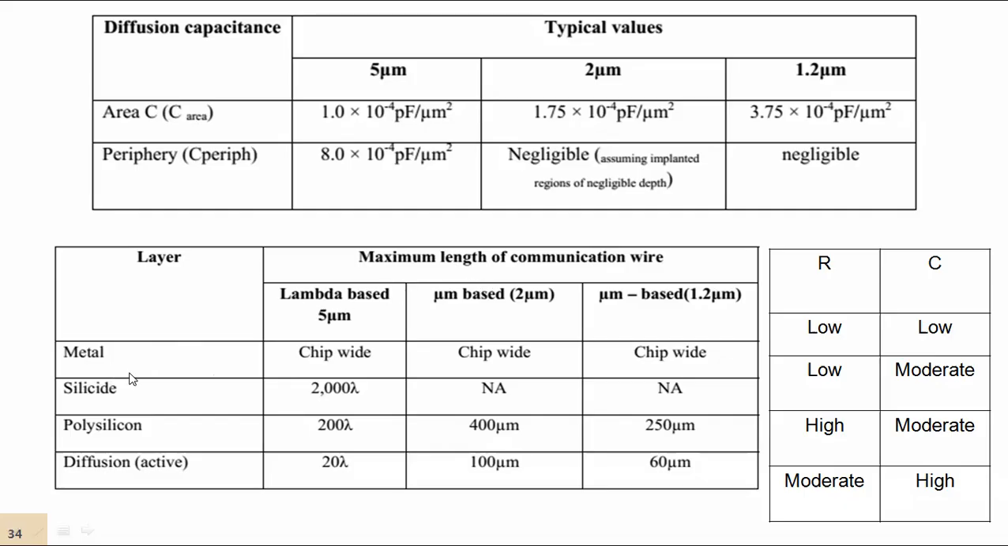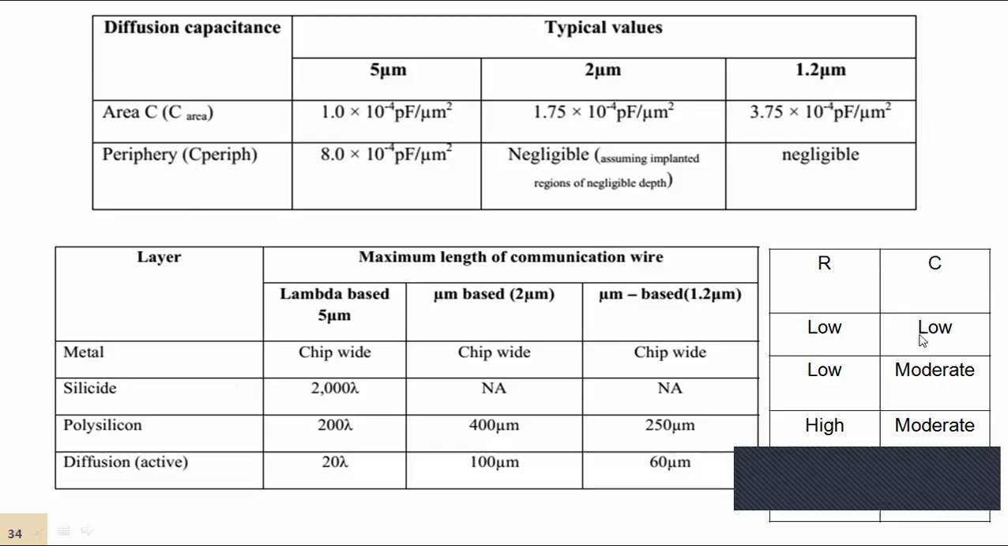Okay. Metal. It is based on the chip wide. The metal can be based on the chip wide only for the 2 micrometer and 1.2 micrometer itself. For the metal, the sheet resistance and sheet capacitance, that is square Cg and square Rs value, is low. For a metal, it may be 1 centimeter or 1 micrometer width. The sheet resistance and capacitance will be less.